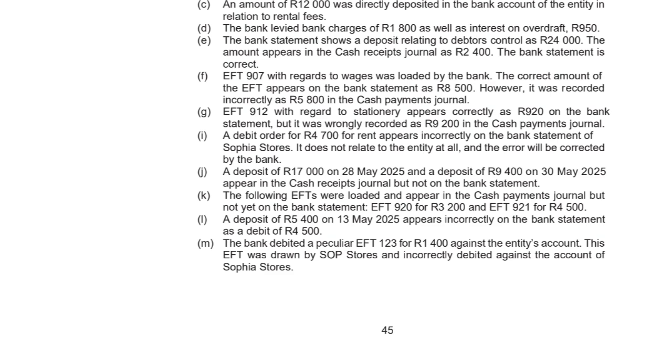L. A deposit of 5,400 rand on 13 May appears incorrectly on the bank statement as a debit of 4,500 rand. And M. The bank debited a peculiar EFT 123 for 1,400 rand against the entity's account. This EFT was drawn by SOP Stores and incorrectly debited against the account of Sophia Stores.